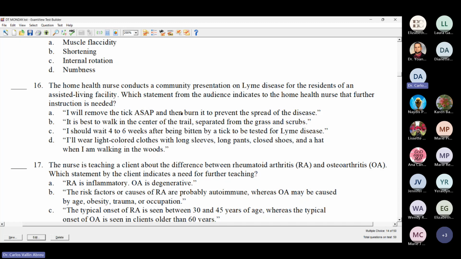It is not necessary to save the tick for being examined. It is not part of the process of diagnosis of Lyme disease. Examination of the tick is not part of the process. So it's the information about the tick. So option A is incorrect because it's burning the tick, which can burst and spread the bacteria.